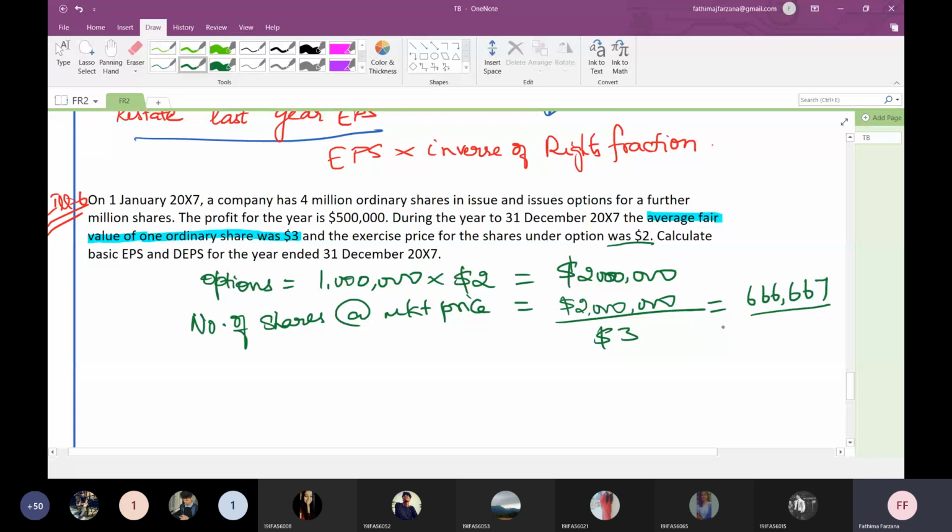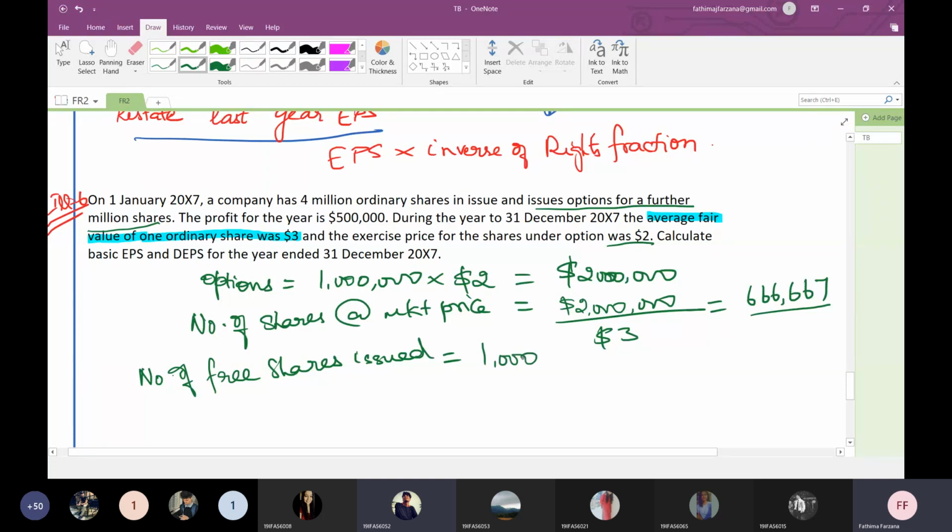But how many shares was he issued through options? 1 million. Correct. You can make out here. It is given here: a further million shares were issued. Can you make out? Issue options for a further million shares. So 1 million shares he was issued. How many free shares were issued? 1 million minus 666,667. Very good.